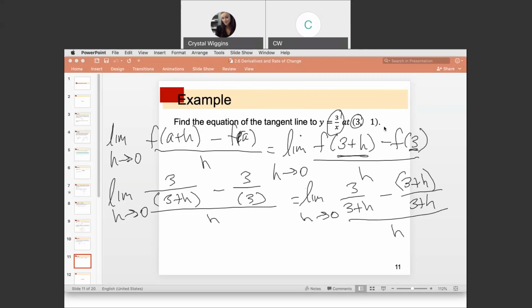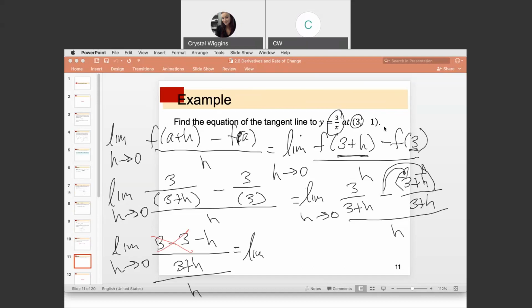So now let's combine these terms in the numerator by distributing the negative sign. We get the limit as h approaches 0 of 3 minus 3 minus h all over the common denominator of 3 plus h all over h. So 3 minus 3 cancels, and we have the limit as h approaches 0 of negative h over 3 plus h over h, and let's just put that h over 1.